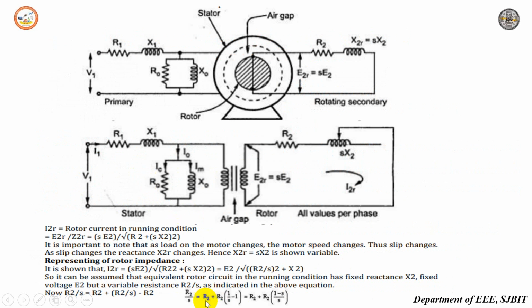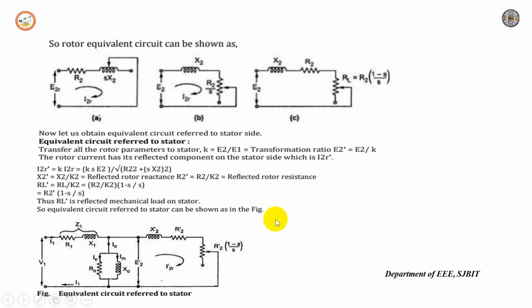So R2 by S can be simplified as R2 plus R2 into 1 by S minus 1. If you take R2 as common in these two terms, it becomes 1 by S minus 1, and with further simplification, R2 plus R2 into 1 minus S by S. We denote R2 into 1 minus S by S as RL dash, and R2 stays as it is. So the circuit changes like this now: X2, R2, and R2 into 1 minus S by S, denoted as RL.